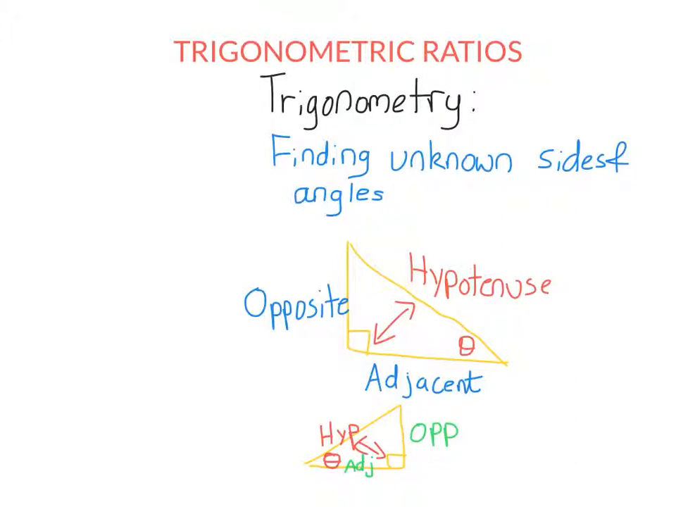Otherwise, we're not going to understand the ratios. So please make sure you ask me if you have trouble labeling the sides. We always label them hypotenuse, opposite, and adjacent. The hypotenuse is always the longest side facing the right angle. The opposite is the shorter side facing the reference angle, theta, and the adjacent is the shorter side that is next to theta. So let's go through what the ratios actually are.